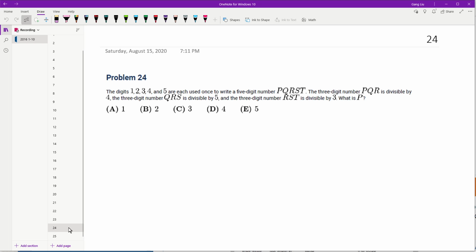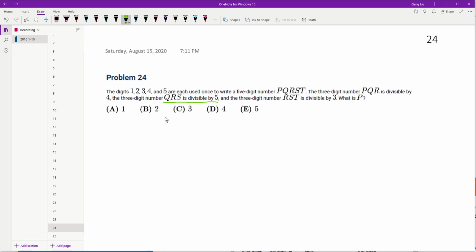Problem 24. The digits 1, 2, 3, 4, 5 are each used once to write a 5-digit number PQRST. The 3-digit number PQR is divisible by 4. And the 3-digit number QRS is divisible by 5. The 3-digit number RST is divisible by 3. What is P?